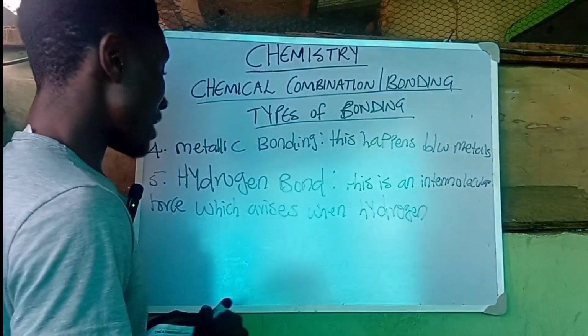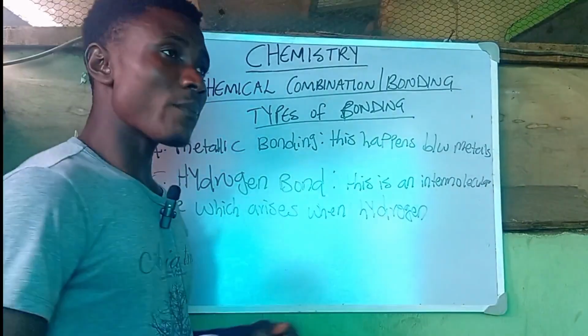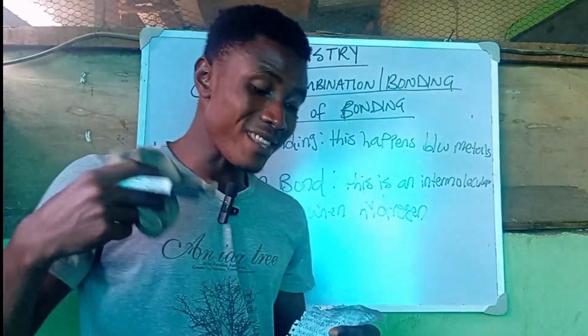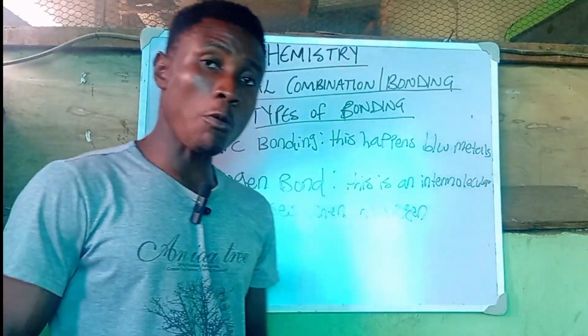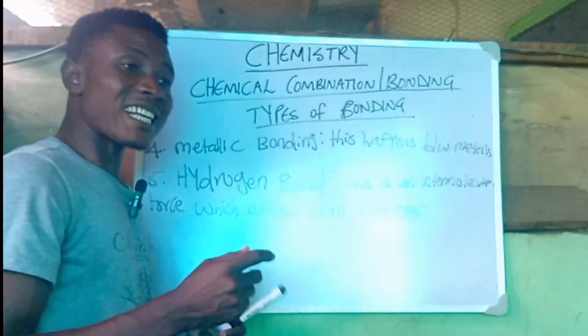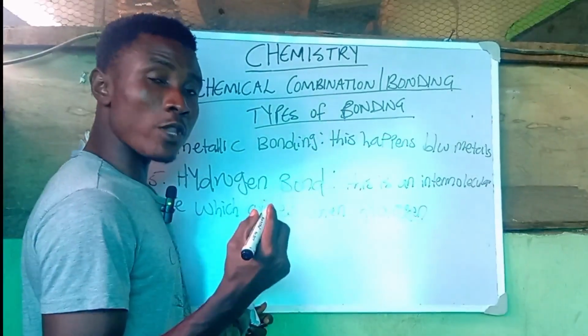So this is an intermolecular force which arises when hydrogen is covalently linked to elements like nitrogen, oxygen and fluorine, right? So this is the hydrogen bond.